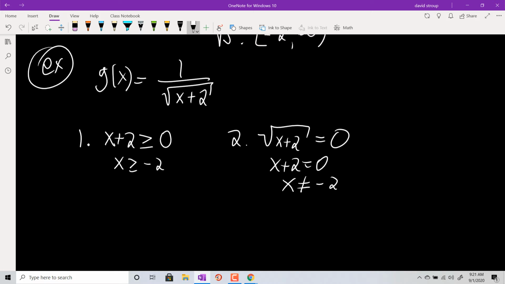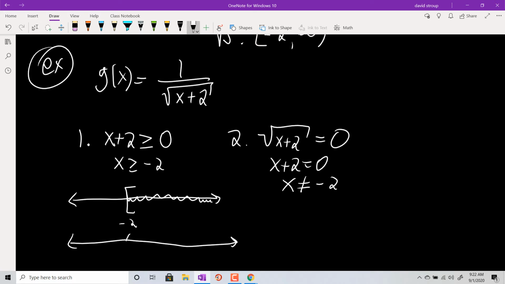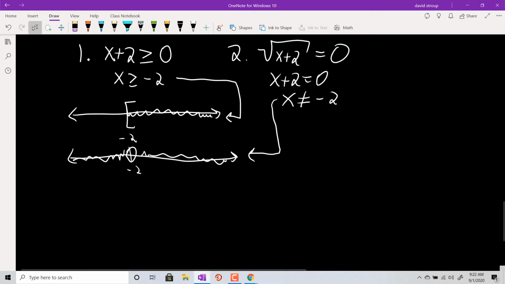On the number line, if you take a look at the intersection of these two intervals, the first one I have everything greater than or equal to negative 2. And then from the second interval, it's everything except negative 2. So negative 2 is there, and it's all of this and all of this. That's from the second part, and the first part is from that. So the intersection is all this stuff that's in common to both intervals.